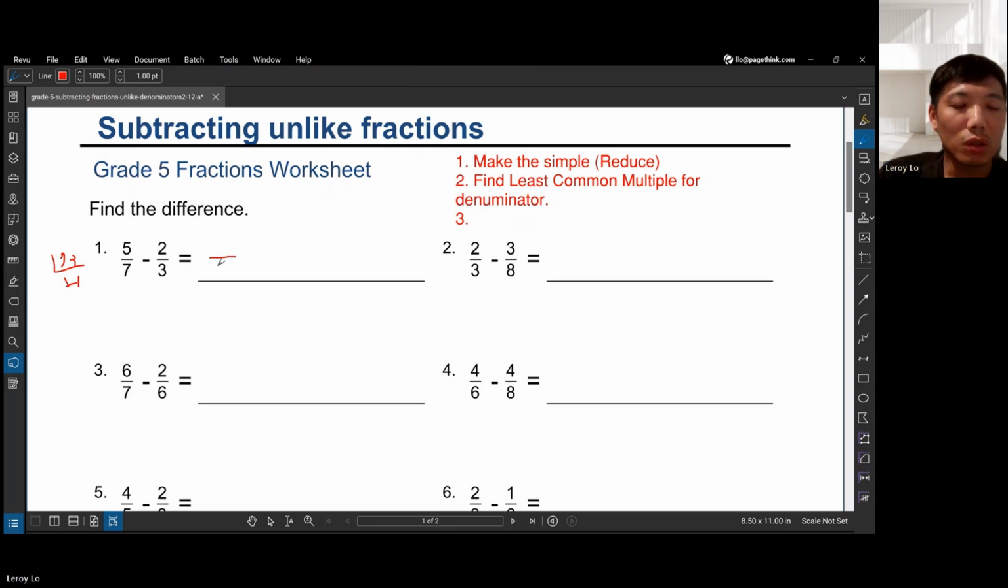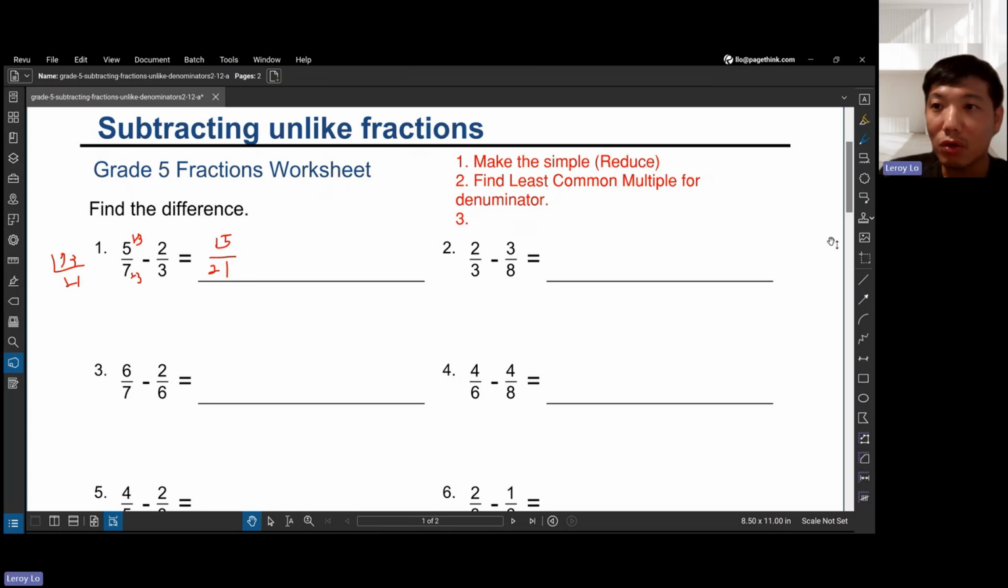So 21. So now we are focusing on left side, which is 5/7. So from 7, you times 3 to get 21. So your 5 also need to times 3, which means 5 will be 15.